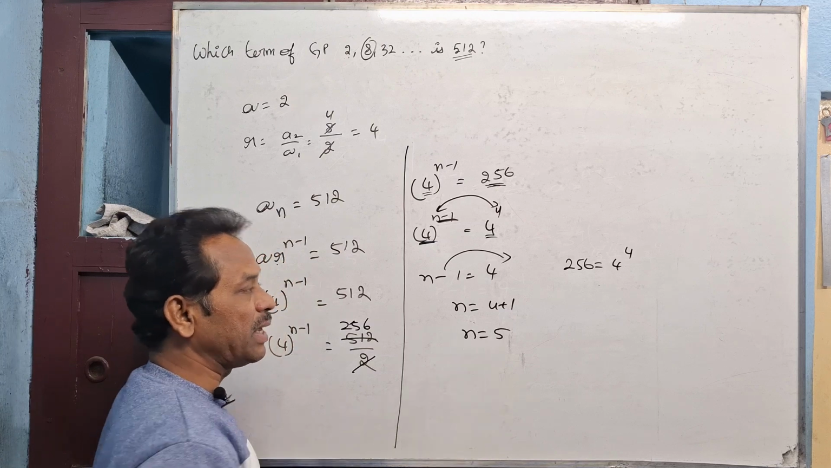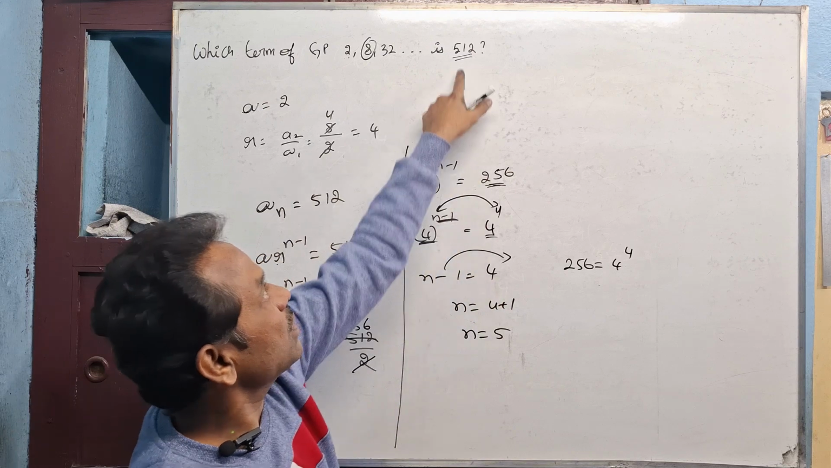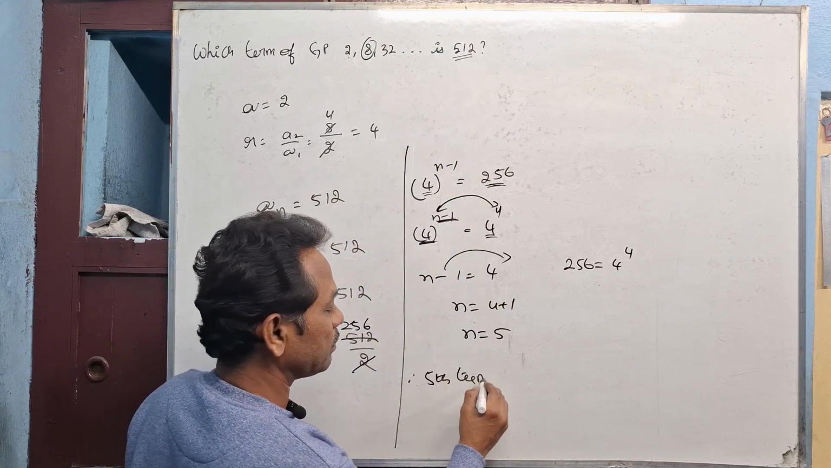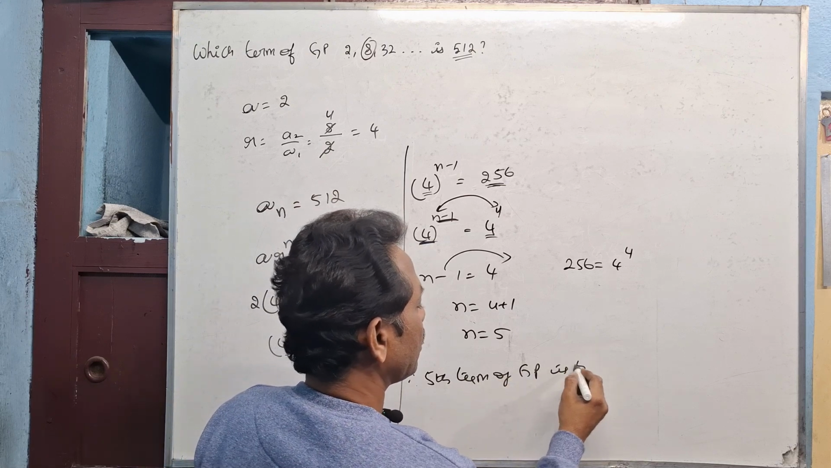So n equal to 5 means the fifth term of GP. The fifth term of GP is 512. So we can say the fifth term of GP is 512.